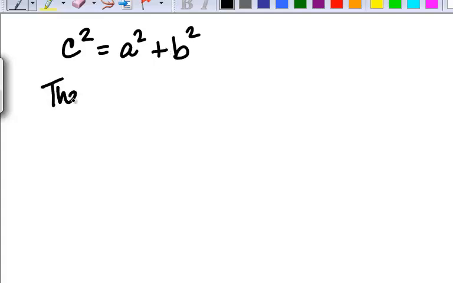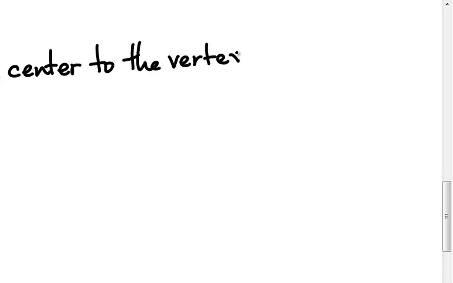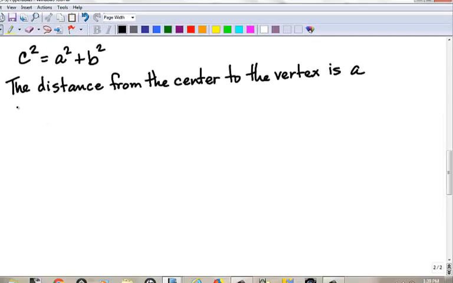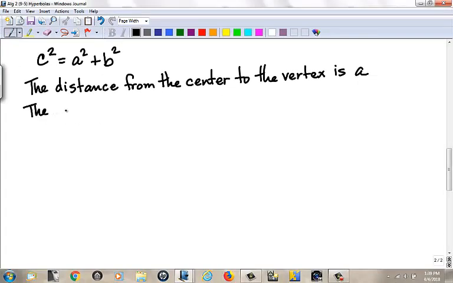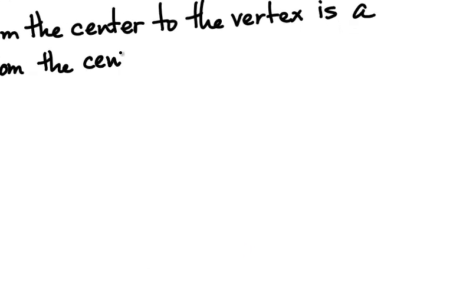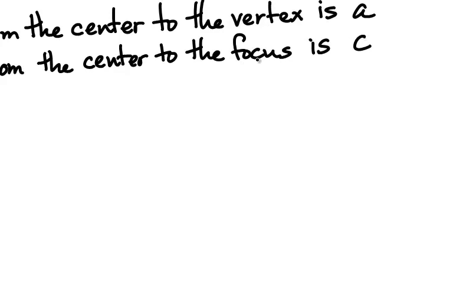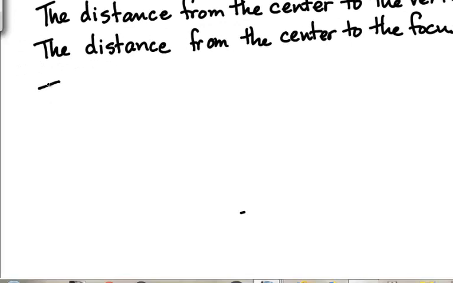The distance from the center to the vertex is A. And the distance from the center to the focus is C. I'll show you that in a minute.